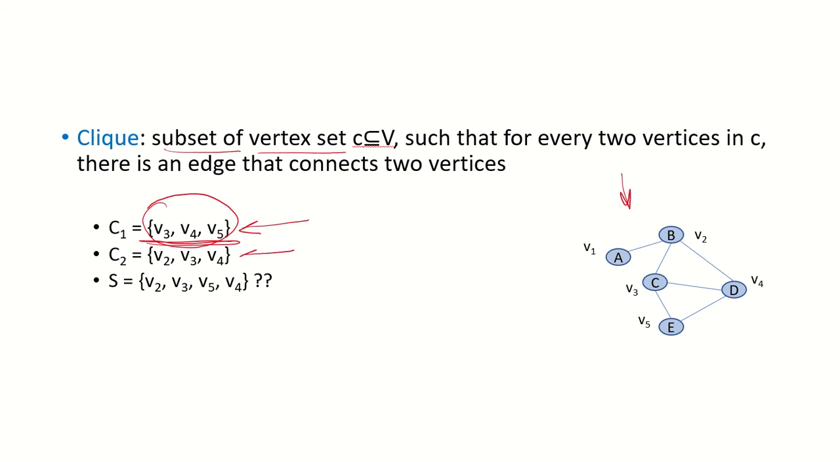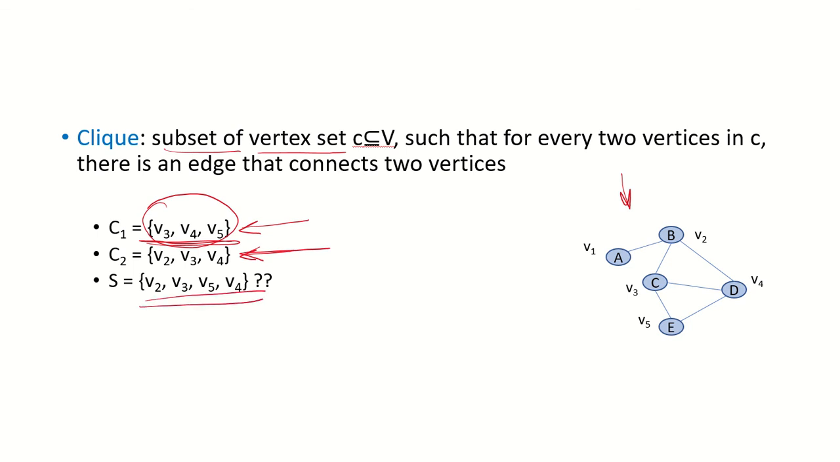Look at another clique over here, V2, V3, V4. This again is a clique. Why? Because V2 is connected with V3 and V4. V3 is also connected with V2 and V4. And V4 is also connected with V2 and V3. So all three vertices are connected with each other. That is why V2, V3, V4 is also forming a clique.